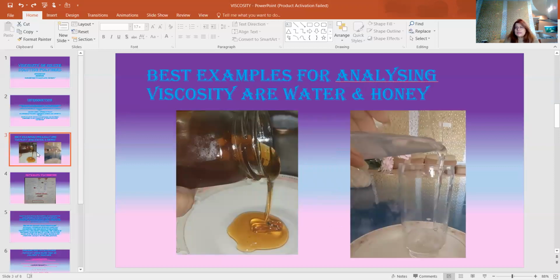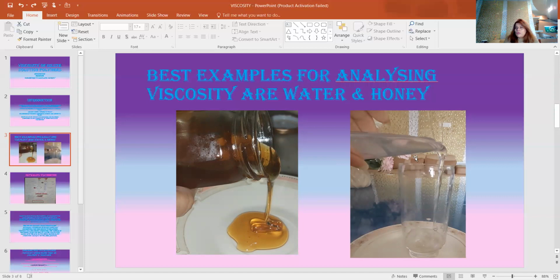Now, the best examples for analyzing viscosity are water and honey, as you can see here. You can see the consistency and the flow of honey. It's viscous. That means there is a lot of resistance between the molecules holding each other. The molecules are resisting each other and resisting the flow, pushing each other, forcing each other not to move fast.